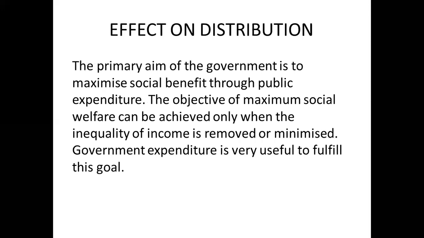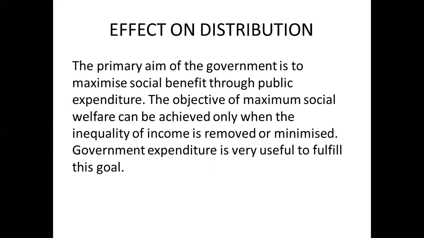Next, it talks about the effect on distribution. Let's see what it says. The primary aim of the government is to maximize social benefit through public expenditure. The objective of maximum social welfare can be achieved only when the inequality of income is removed or minimized. Government expenditure is very useful to fulfill this goal. When we are talking about distribution, the first thing required is to eradicate the inequality of income. What happens? The poor are becoming poorer and the richer section is becoming richer. So this inequality has to be removed.